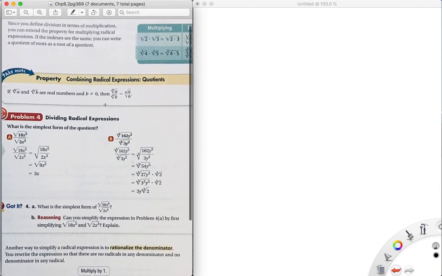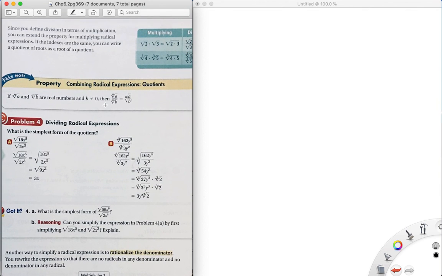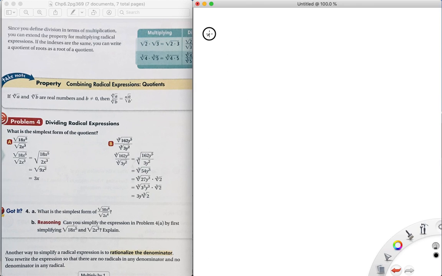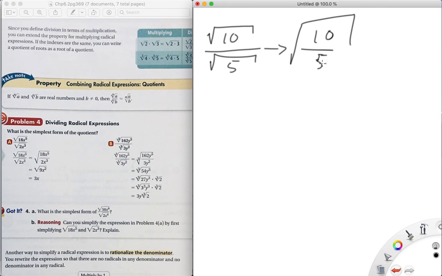Combining radical expressions. So I can divide radicals as well, or the radicands within them. So let's say I had the square root of 10 divided by the square root of 5. Then I can actually do 10 divided by 5 and square root the whole thing. Okay? Which gives me the square root of 2.